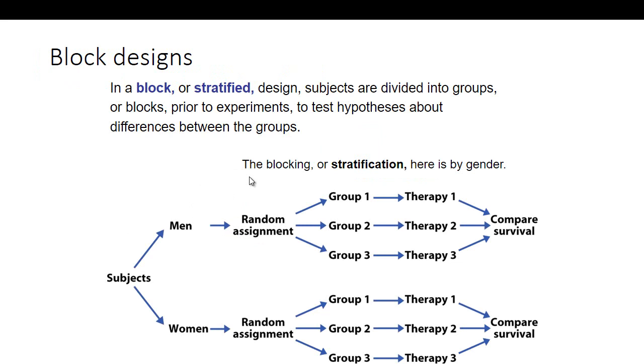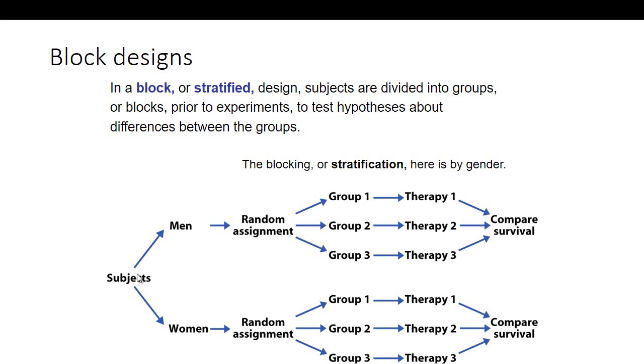A block or a stratified design is the following. So in a block or a stratified design, subjects are divided into groups or blocks prior to experiments to test hypotheses about the differences between the groups. So maybe if we are looking at a drug, and maybe the drug affects male and female subjects differently. So in that case, it's better that we divide the subjects by gender. So that'll be like a block design.